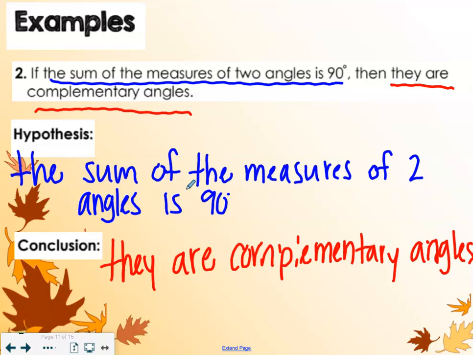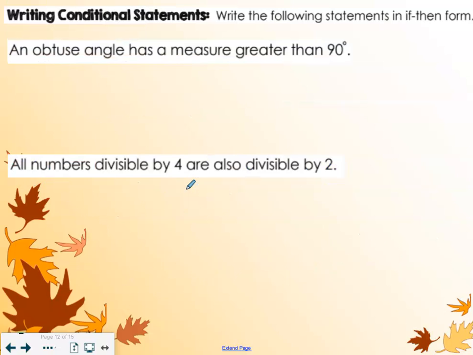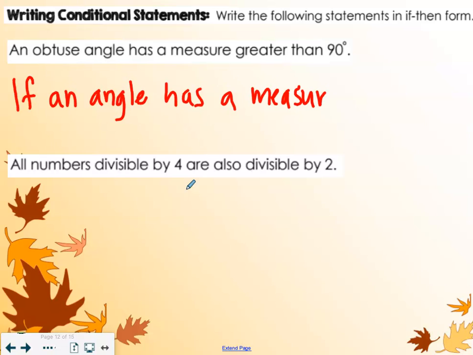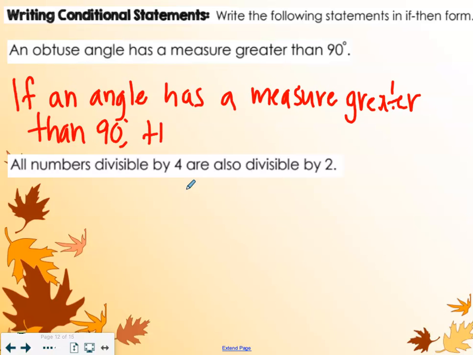Okay, now we're given a statement and we want to put it in if-then form. So how would we write an obtuse angle has a measure greater than 90 degrees? Connor: If an angle has a measure greater than 90 degrees, then it is an obtuse angle. Yep. If an angle has a measure greater than 90, then it is an obtuse angle.